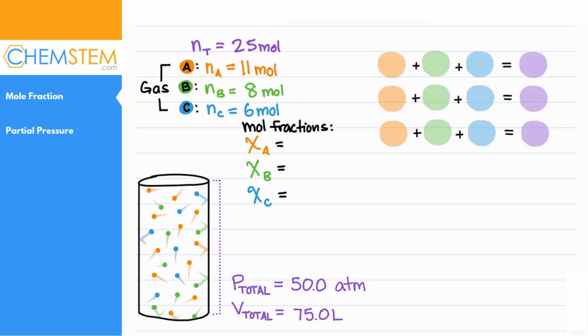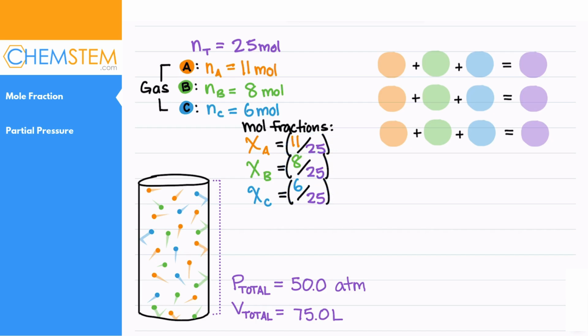And here's how we calculate the mole fraction. You take the parts, so we have 11 moles, and you divide it by the wholes, so that's going to be 25 moles. So for each of them, it's the parts over the wholes. To calculate the mole fraction for A, you'll take 11 and divide it by 25. For gas B, you'll take 8 and divide it by 25. And the same thing for C, you'll take 6 and divide it by 25. What we're going to get is basically just a decimal, the mole fraction. So I just did 11 divided by 25, 8 divided by 25, and 6 divided by 25.